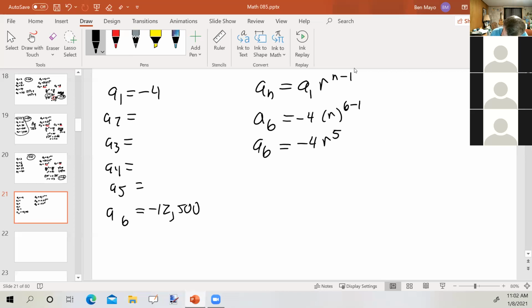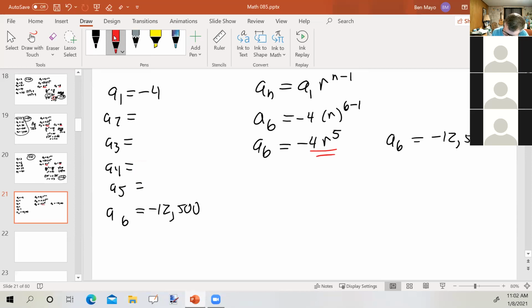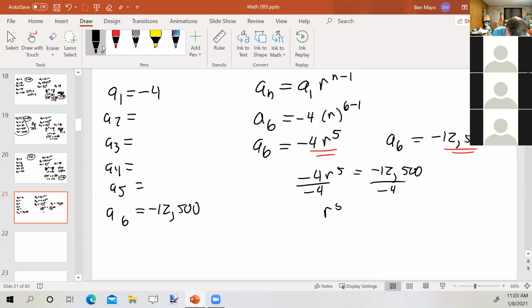But a sub 6 also equals -12,500. So a sub 6 equals that, it also equals that, which means -4 r to the 5th equals -12,500. Our next step, we're going to divide both sides by -4. So we get r to the 5th equals, well, negative divided by negative is going to be positive, 12,500 divided by 4 is 3,125.